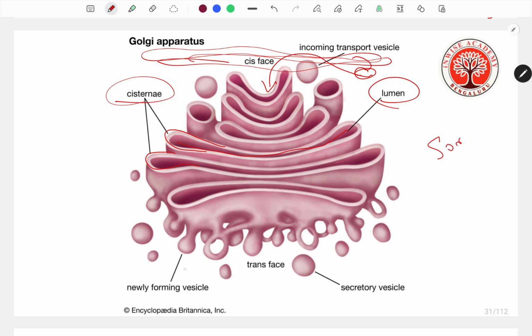How will it do packaging? See here, you can see the formation of new vesicles. Whatever vesicles are present in the cells, the proteins are transported through vesicles. These vesicles are just a part of the Golgi apparatus, or we can say a sprout of the Golgi apparatus. The sprout or vesicle gets separated from the Golgi apparatus and forms a secretory vesicle, and this secretory vesicle will transport the protein to the place where it is required.